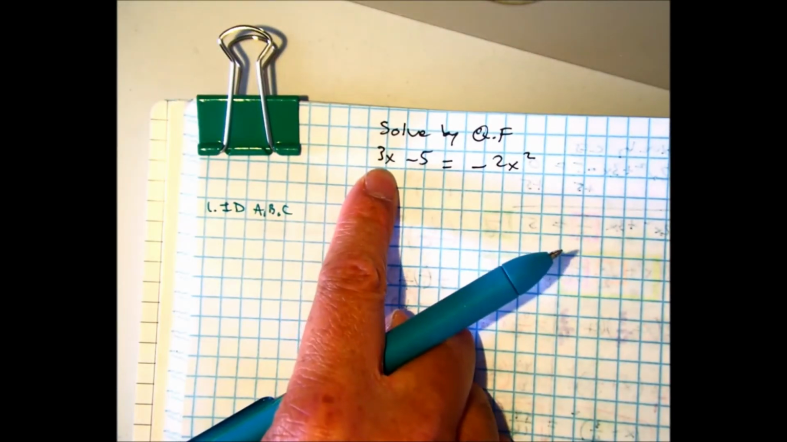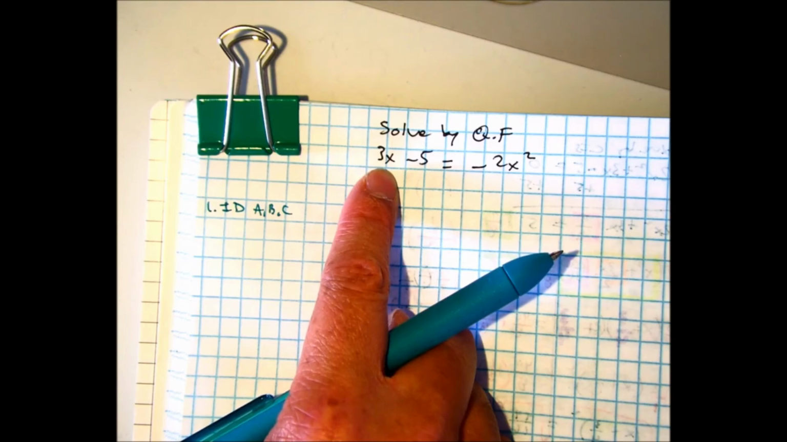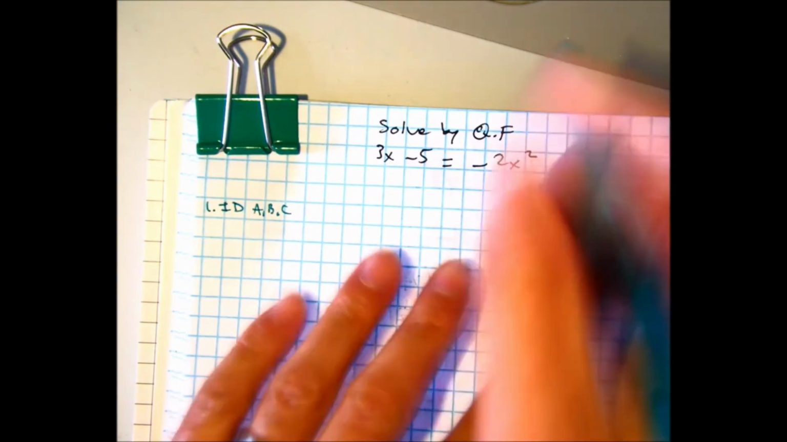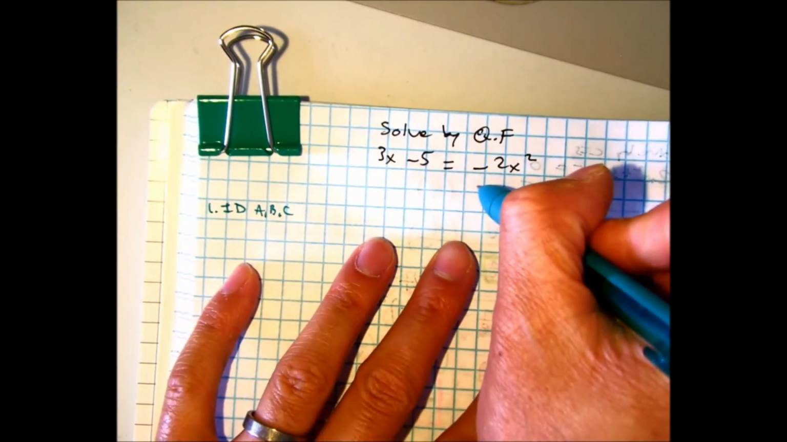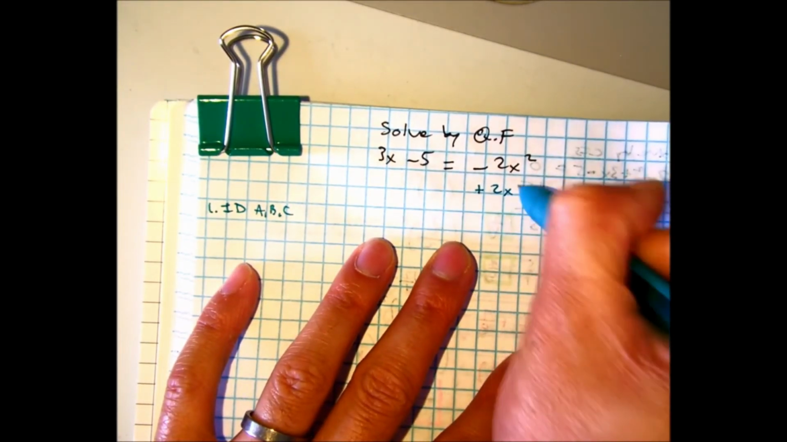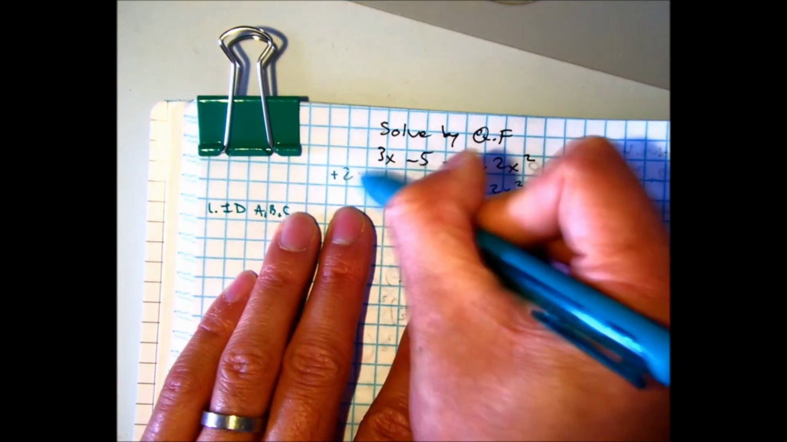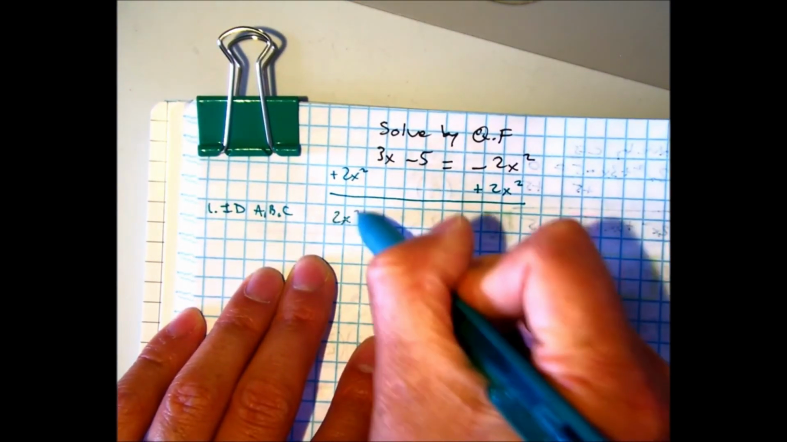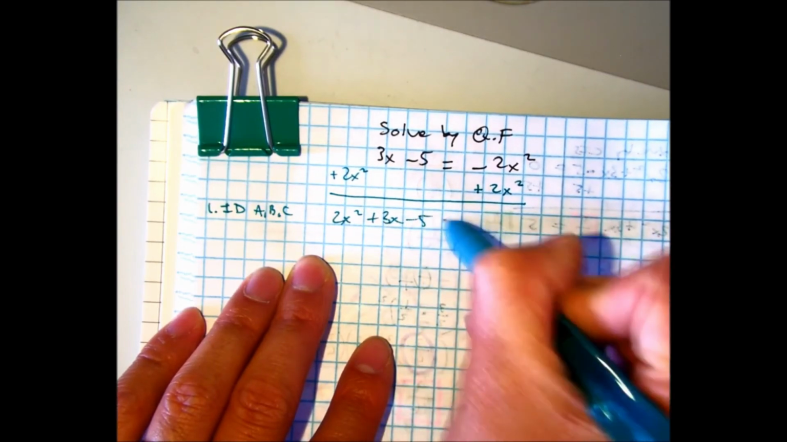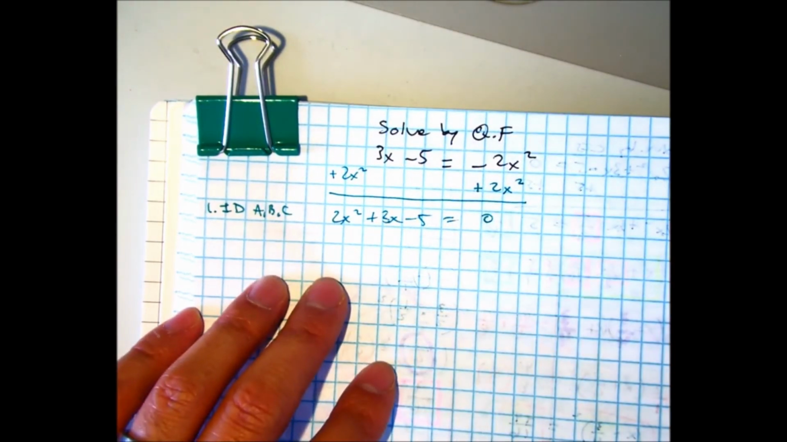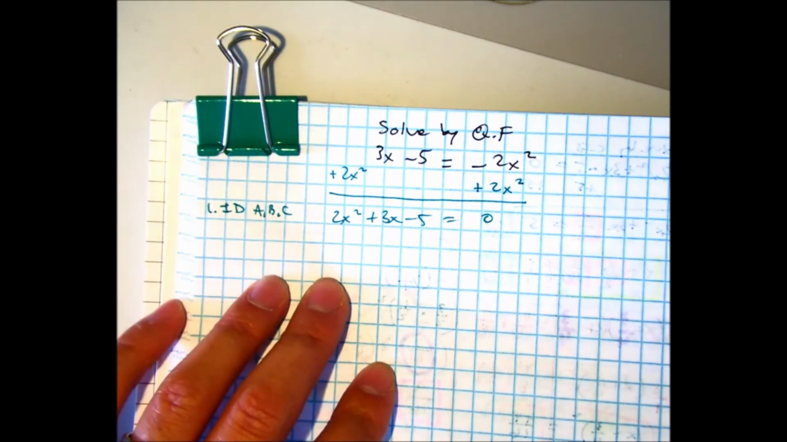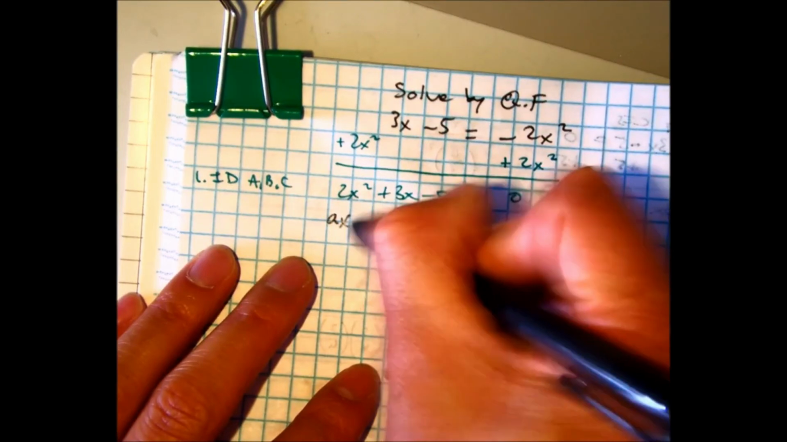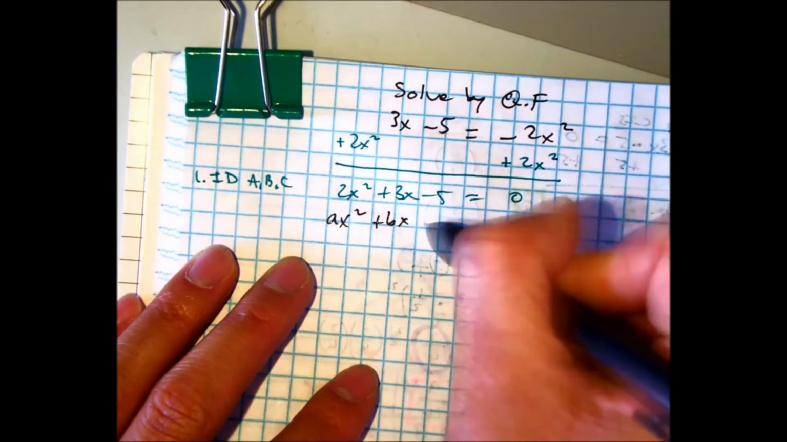Class, is this the A value? No. Well, I need to get it in standard form. How do I do that? I most likely want an A value to be positive, so I'll add 2x squared to both sides. This leaves me with 2x squared plus 3x minus 5 equals 0. And then from here, we can write the standard form of quadratics below it. Ax squared plus bx plus c.